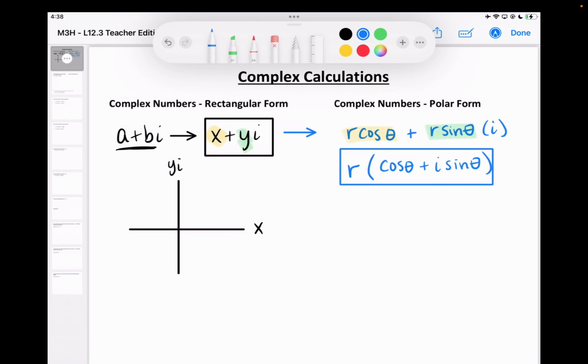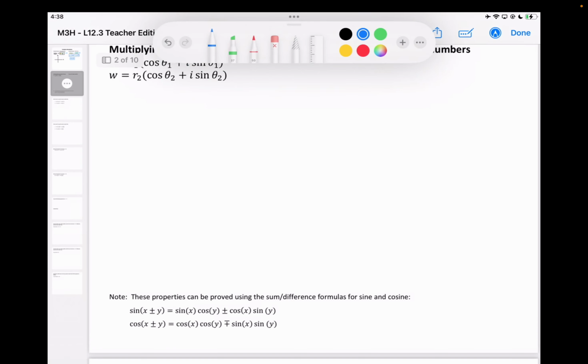Now there is a shorthand. Unfortunately, when it comes to the computer, you can't use the shorthand, but you can copy and paste things to make things go a little faster. But the shorthand is written like this, where we just write r cis theta. It means the exact same thing, the c representing cosine, the i representing the imaginary part, and s representing sine. So that's the shorthand. Let's go ahead and see how this works. Actually, before we do that, let's learn about some calculations.